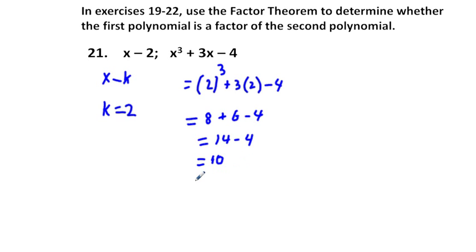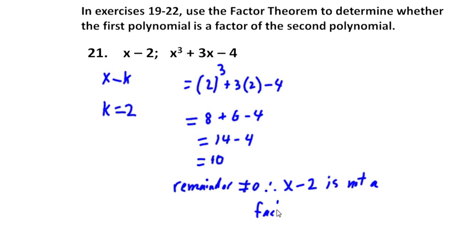Okay, so in this case, remainder is not equal to 0. Therefore, x minus 2 is not a factor of x cubed plus 3x minus 4. So we could try different values of k. We could try negative 2. We could try positive 1, negative 1. So that is our answer. I'll just box this whole thing in.